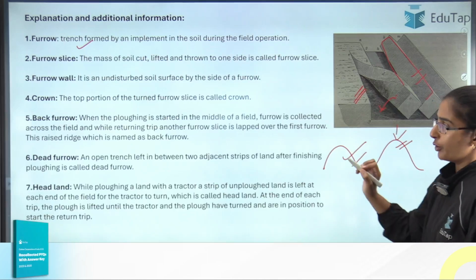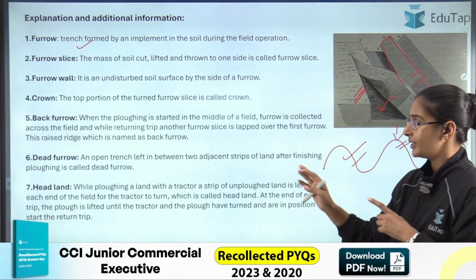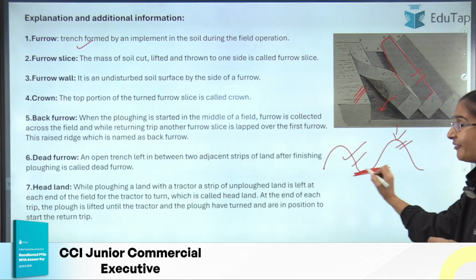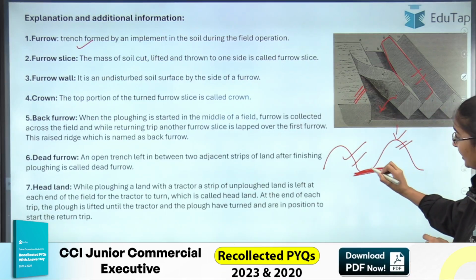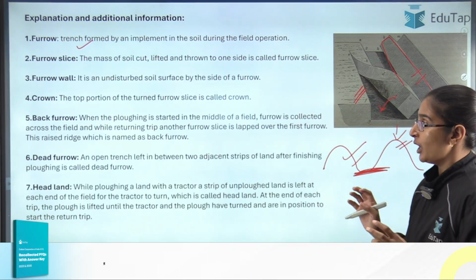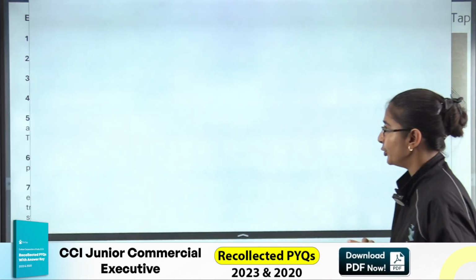Then we have the dead furrow. Don't worry, I am going to discuss the back furrow and the headland also, but before that, just let me explain the dead furrow. This part of the soil which is left between these two furrows is known as the dead furrow. Now there are two more concepts, back furrow and headland. Let me explain that to you.